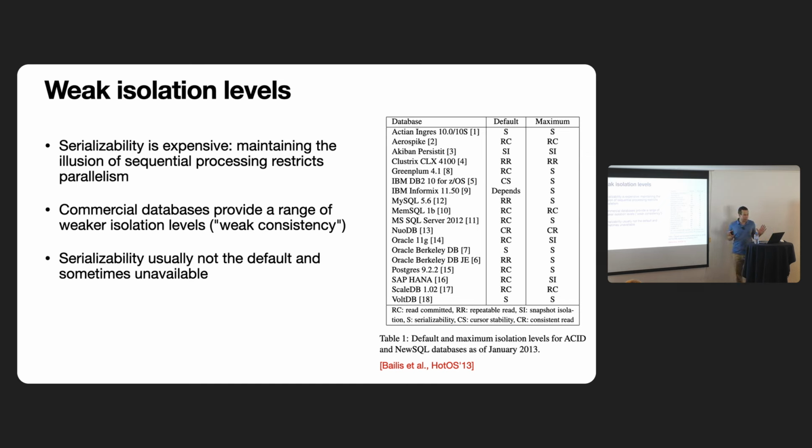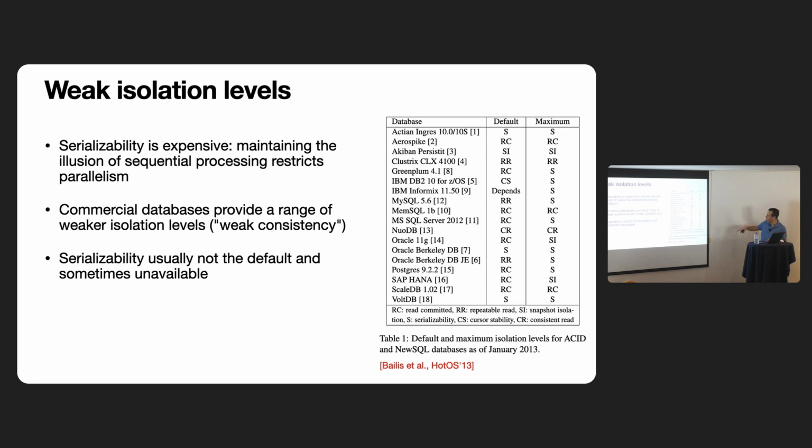So serializability is expensive, right? Because you have to produce this illusion of sequentiality, and no matter how fancy your concurrency control algorithm is, you'll still have to make sacrifices for this. So you have all this locking, right? As I explained, for phantom reads you have to lock, in some cases, the whole table, which is very expensive. And so what happens is that commercial databases instead provide a range of weaker isolation levels, which is what people call weak consistency. And the funny thing is that serializability is usually not the default, and sometimes just plain unavailable.